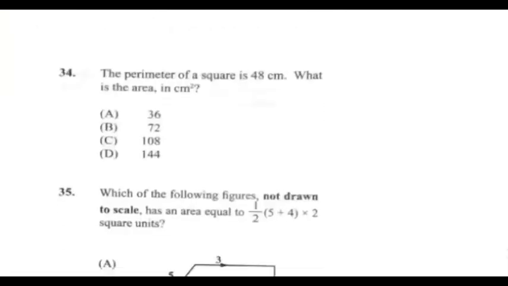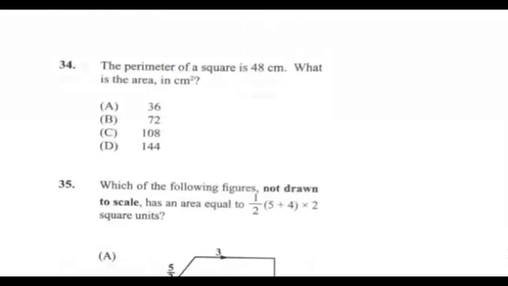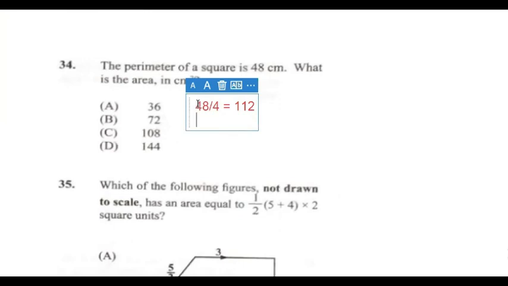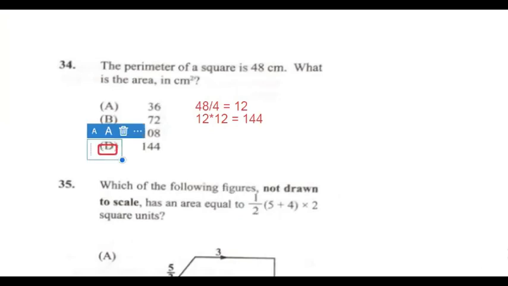34, the perimeter of a square is 48 centimeters. What is the area? So remember that for the perimeter of a square, you add all 4 sides of that square. Therefore, to get one side, it will be 48 divided by 4, which is equal to 12. And the area of a square is side times side, or length times length, whichever formula you remember or makes you comfortable. So the area becomes 12 multiplied by 12, and that is equal to 144. So our answer for 34 is D.